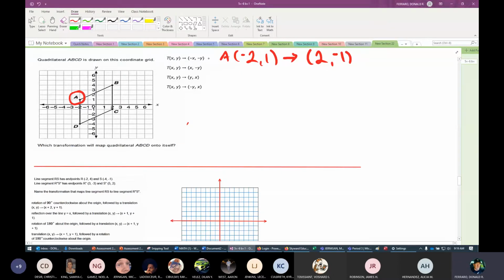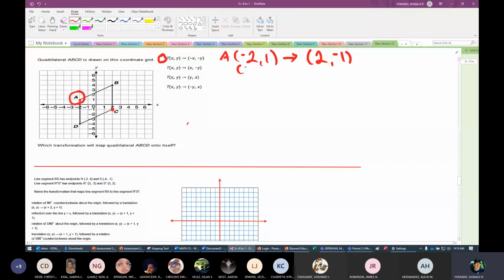So when I take that point, I've got A here, and that point maps to 2, -1. So I go over 2 and down 1. So that point actually maps. So that's a possibility, because it falls on the other vertex. Now let's do the same thing for the second option.